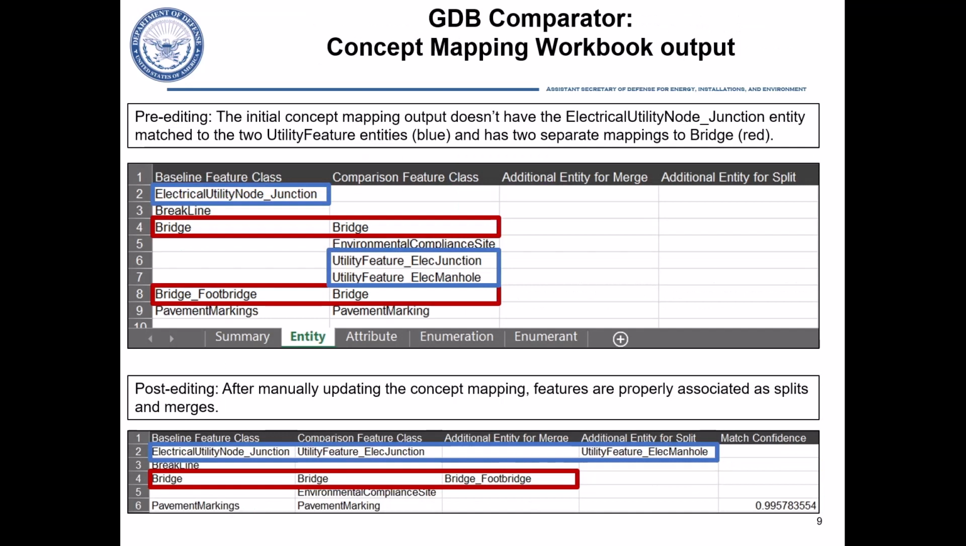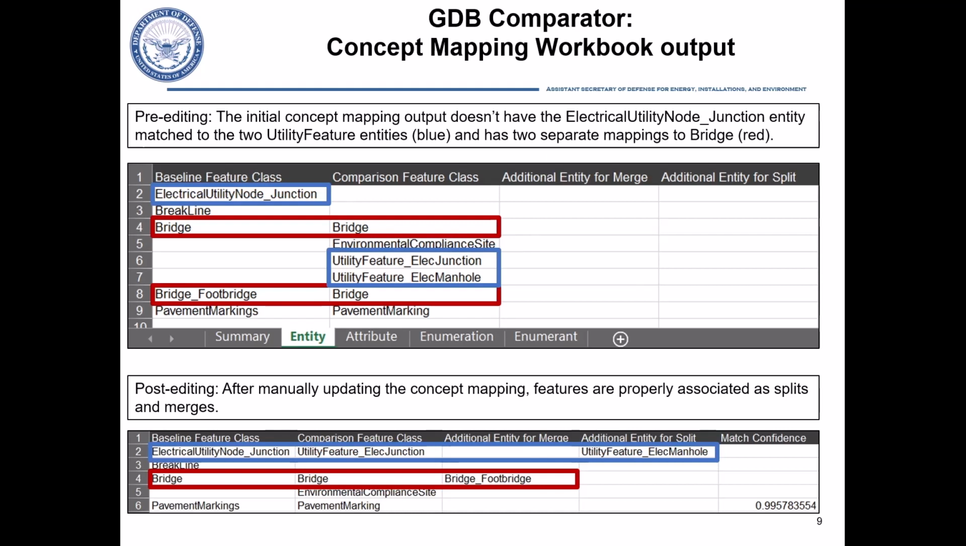The other type of Excel-based output of the GDB Comparator tool is the Concept Mapping Workbook. The examples here highlight the fuzzy matches present in the workbook prior to editing, and the changes made to improve the match fidelity. In the Pre-Edited Entity tab, there are mapping improvements that can be made for two sets of entities. First, the electrical utility node_junction entity is not matched to the two utility feature entities to which it should be split, as shown in the blue highlights, and second, there are two separate mappings to the bridge entity in the target which should be represented as a merge.